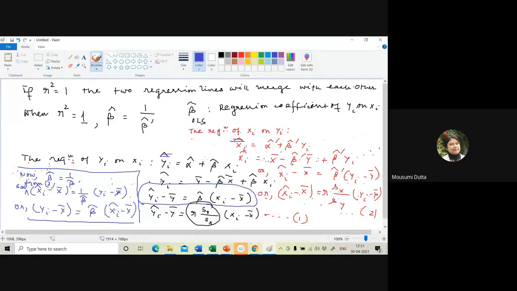When r squared is equal to 1, I am writing the regression of yi on xi, and then the regression of xi on yi. Then in the regression of xi on yi, I'm replacing beta hat prime by 1 by beta hat. And then we get back the earlier equation, that is the regression of yi on xi. So when r square is equal to 1, the two regression lines will merge with each other. So the if part, or the sufficient part, is proved. Any question?